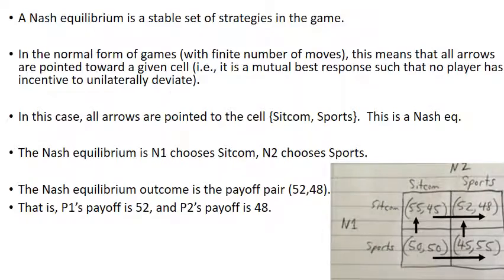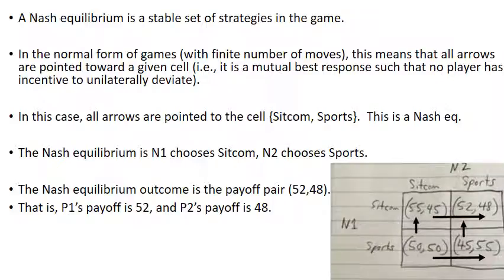A Nash equilibrium, then, is a stable set of strategies in a game. In the normal form of games with a finite number of moves, this means that all arrows are pointed toward a given cell, i.e., it is a mutual best response such that no player has incentive to unilaterally deviate from that equilibrium or that set of strategies.